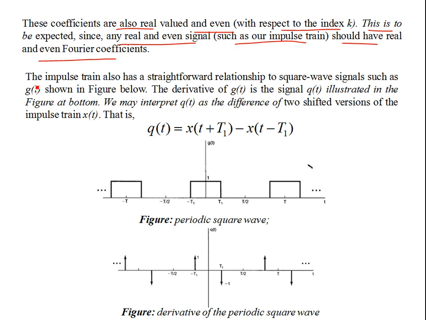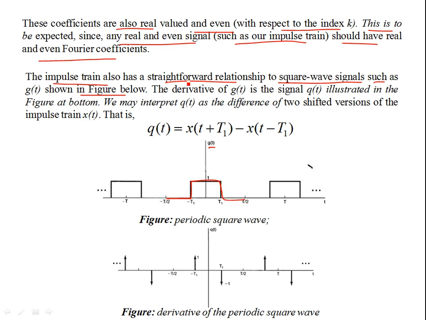Now, the impulse train also has a straightforward relationship to square wave signals. So we are going to evaluate the Fourier coefficients indirectly by exploiting the relationship of the impulse train with the square wave signal, such as g(t) as shown in the figure below. g(t) is again a square wave, and it's periodic. This is one period, from minus T/2 to plus T/2, that is capital T.